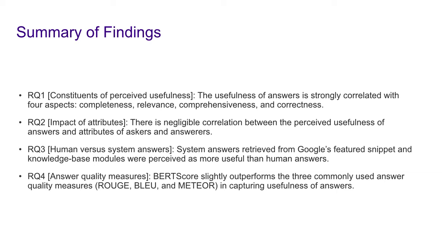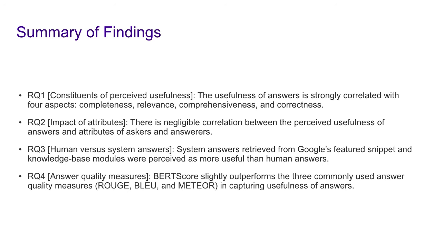Here is a summary of our findings. First, for non-factoid questions, the usefulness of answers is strongly correlated with four aspects: completeness, relevance, comprehensiveness, and correctness. As a side note, for factoid questions, the important aspects are similar, except that comprehensiveness is replaced with factuality. Second, there is negligible correlation between the perceived usefulness of answers and attributes of askers and answerers. And we should also state that most correlations were not statistically significant.